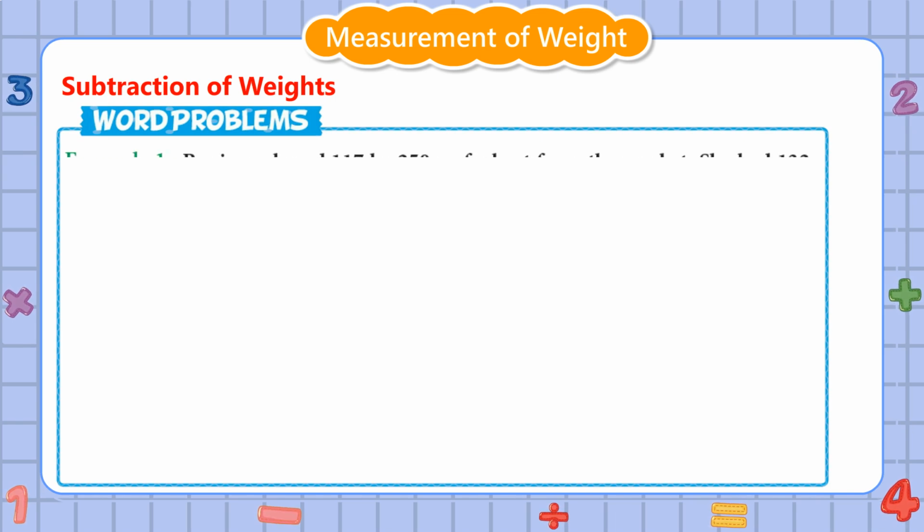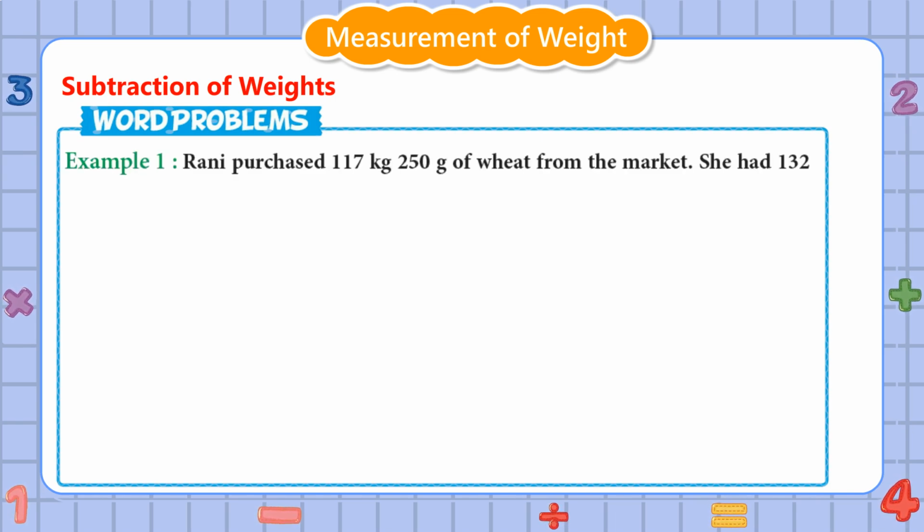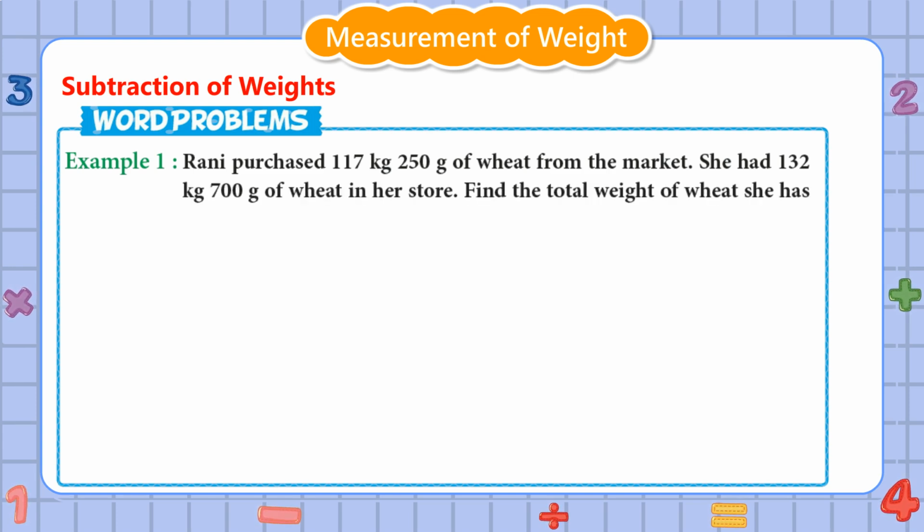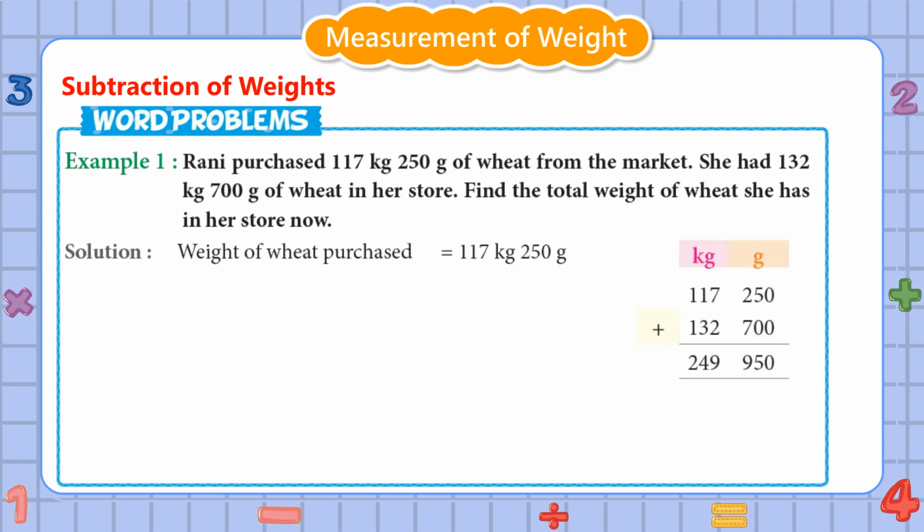Word problems. Example 1. Rani purchased 117 kilograms, 250 grams of wheat from the market. She had 132 kilograms, 700 grams of wheat in her store. Find the total weight of wheat she has in her store now.